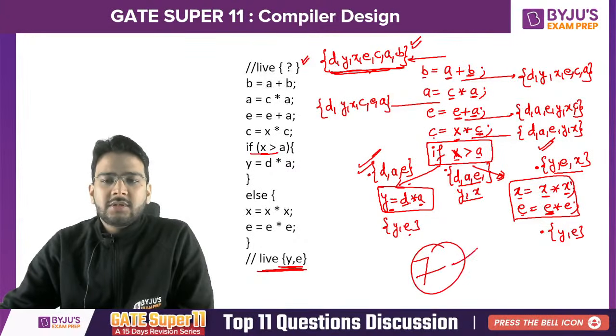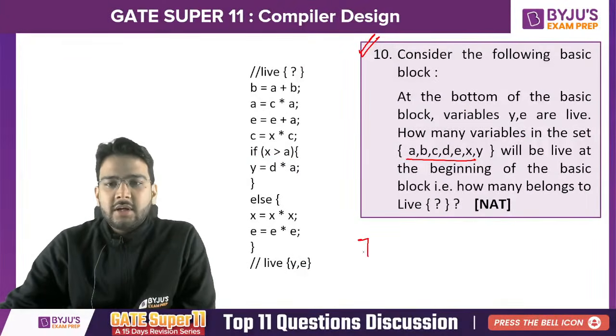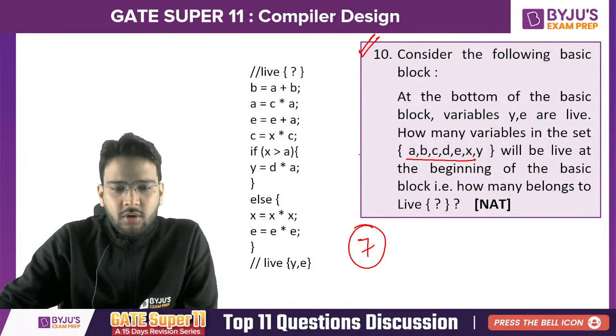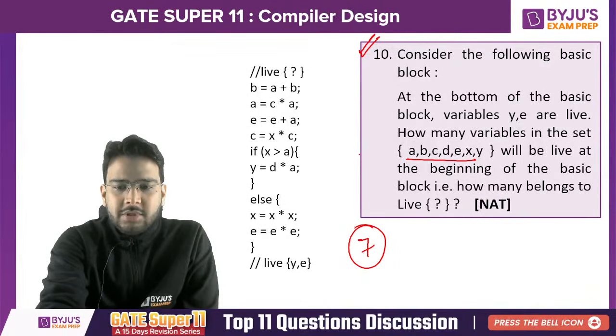7 variables are present as the live variables in the beginning. 7 is the correct answer. Very good, all of you, those who have answered this question correctly. So I hope this concept is clear to you.